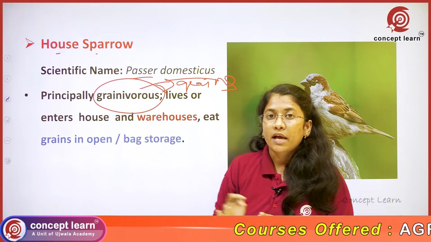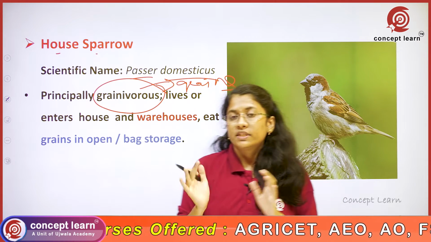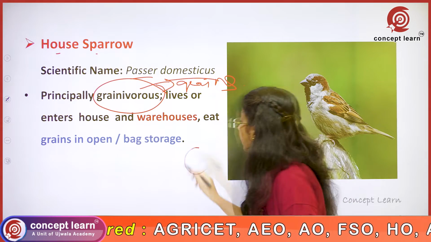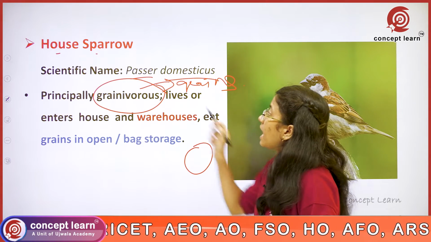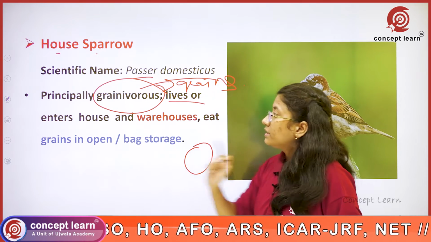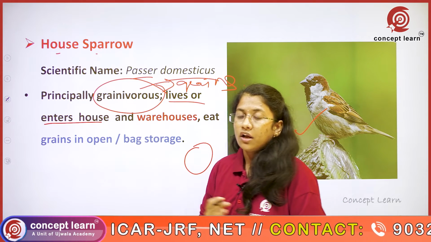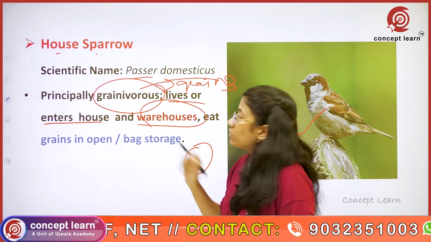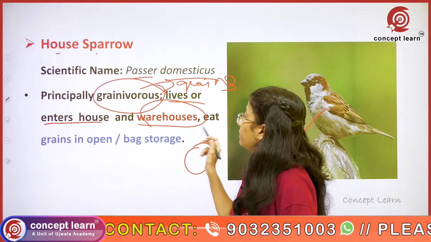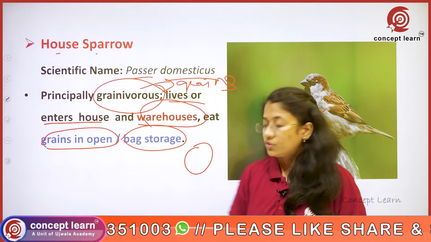In the olden days, when people were constructing homes with wood, these house sparrows would construct their nests within them, and they were most commonly seen there. So it enters the house and lives along with the people. And also in the warehouses, it will attack and eat the grains in open or in bag storages.